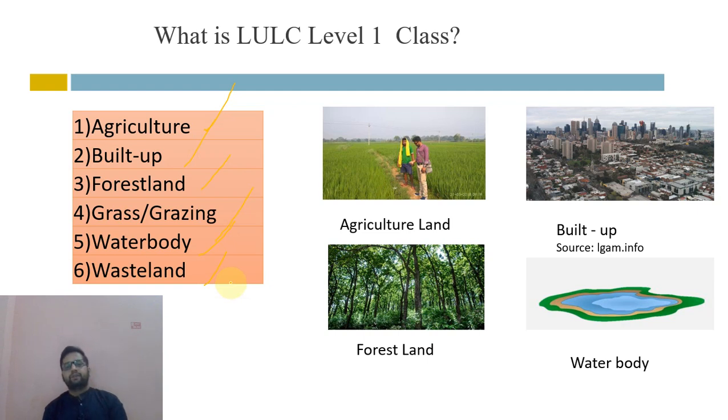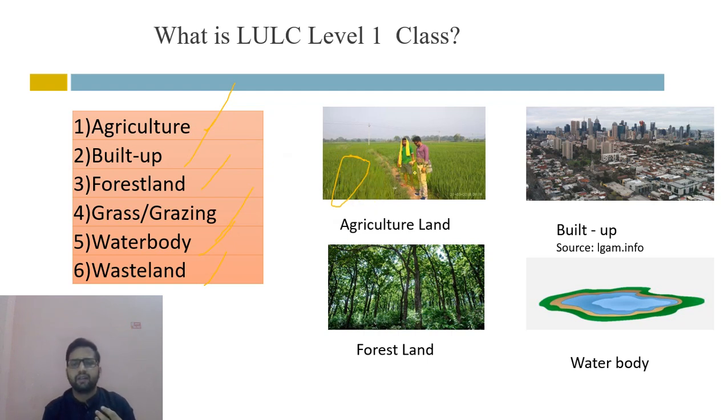Wasteland. Okay, so we can identify our primary or major classes through supervised or unsupervised classification from different software. Here, agriculture is a primary feature, or level 1 class, or broad category. Agriculture means land used for agricultural productivity. So here we use the land for agricultural productivity.